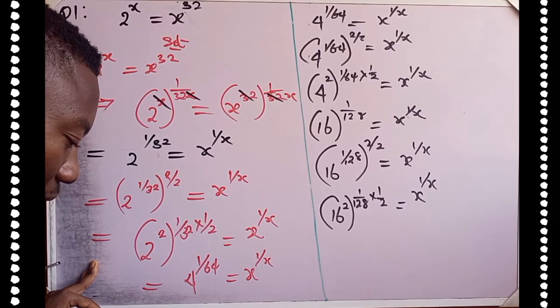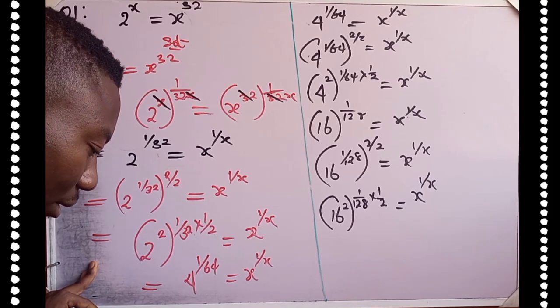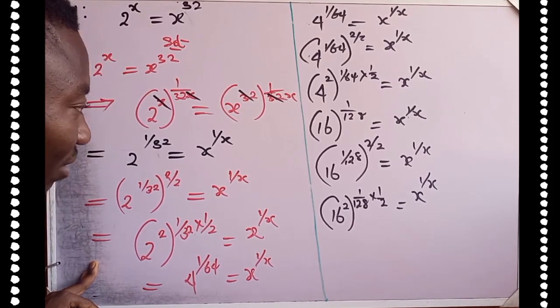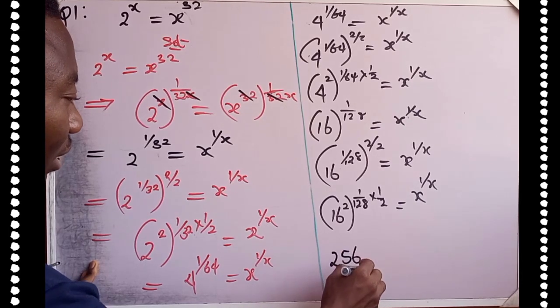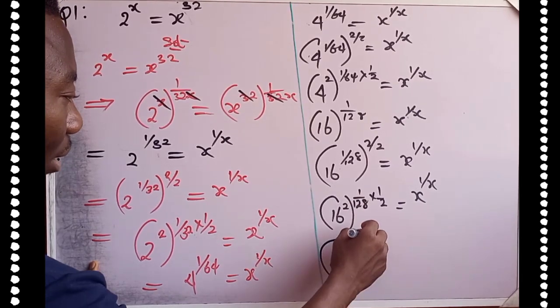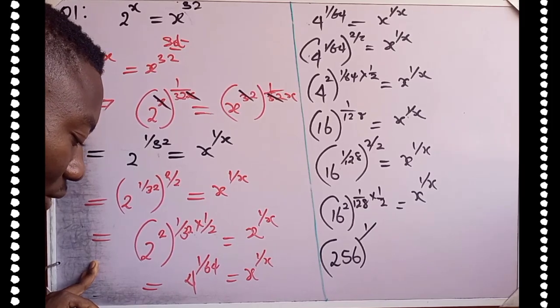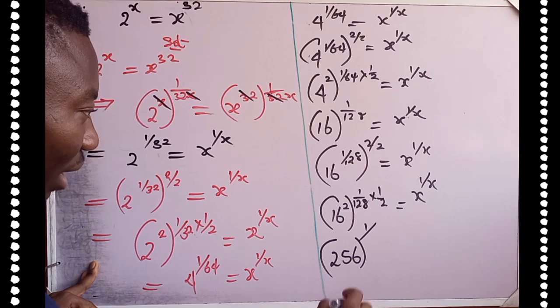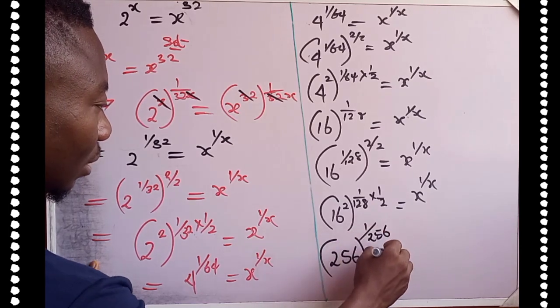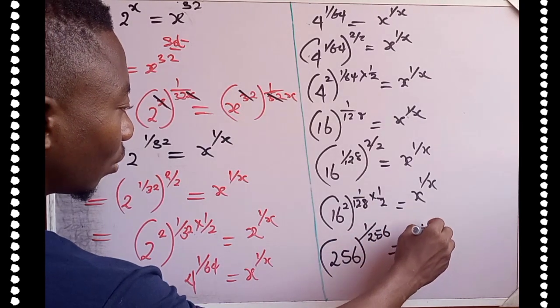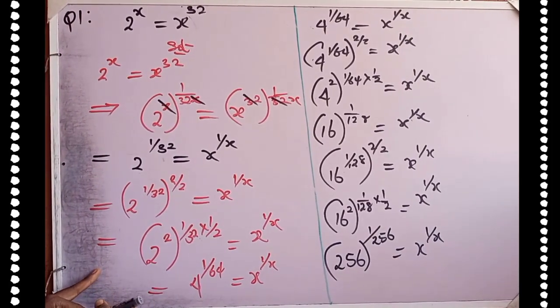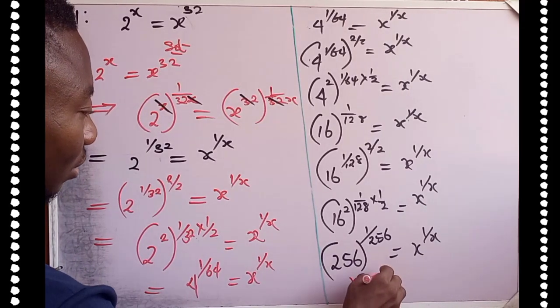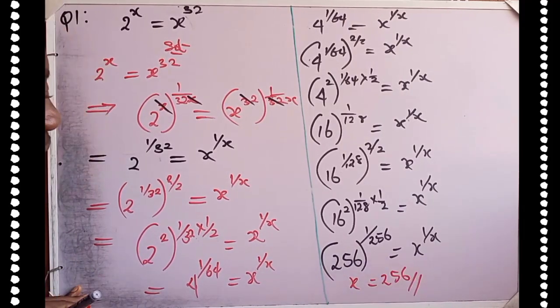So 16 squared, let's work that out. 16 squared gives us 256. So we're going to have 256 here, raised to the power of 1 upon, when we multiply 128 by 2, we're going to have 256. So 256 to the power of 1 upon 256, and this equals x to the power of 1 upon x. At this point, when you look at it very well, left hand side compared to right hand side, you agree that the value of x is 256, and that is the answer.